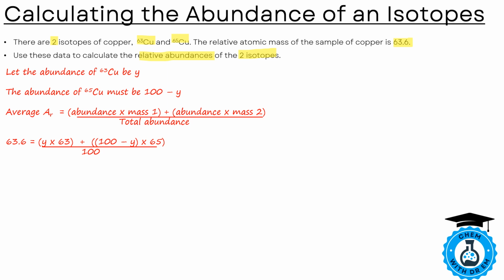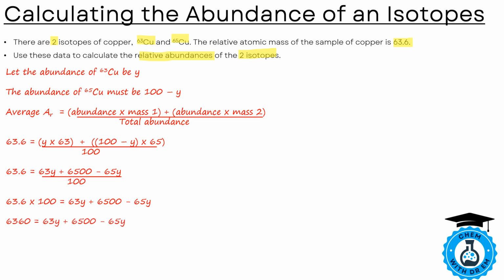So if I now multiply out those brackets, I end up with 63.6 equals 63y plus 6,500 minus 65y, all divided by 100 again. I can then get rid of the 100 off the bottom of my equation by multiplying both sides by 100. So I end up with 63.6 multiplied by 100 is 63y plus 6,500 minus 65y. Again, going stepwise, that gives me 6,360 equals 63y plus 6,500 minus 65y.